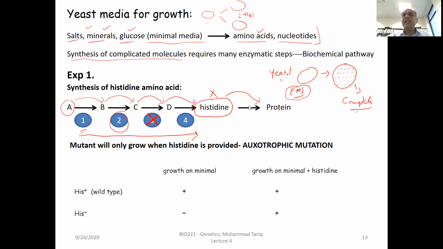So that's why in the first instance, you grow your mutants onto a plate carrying histidine as well, so that it can utilize histidine from the media.